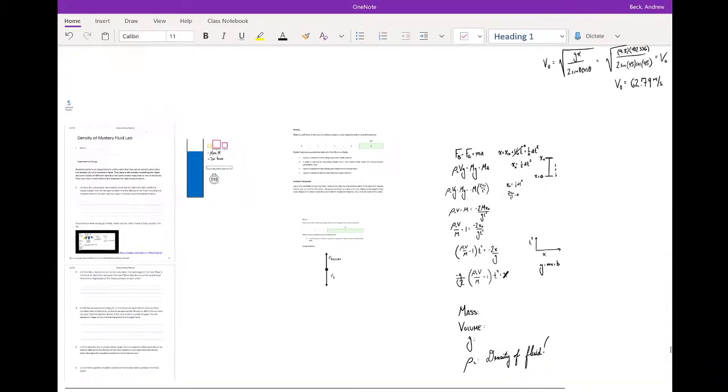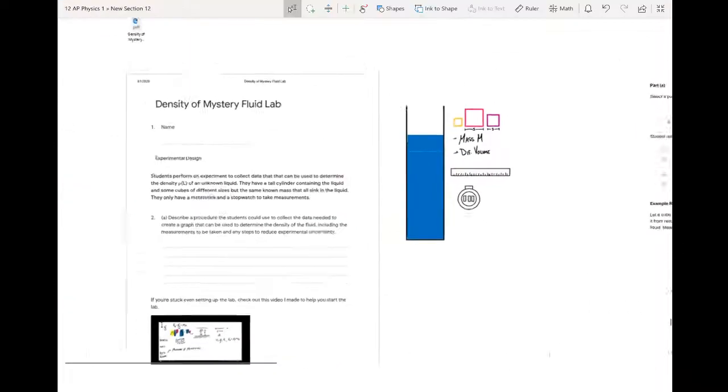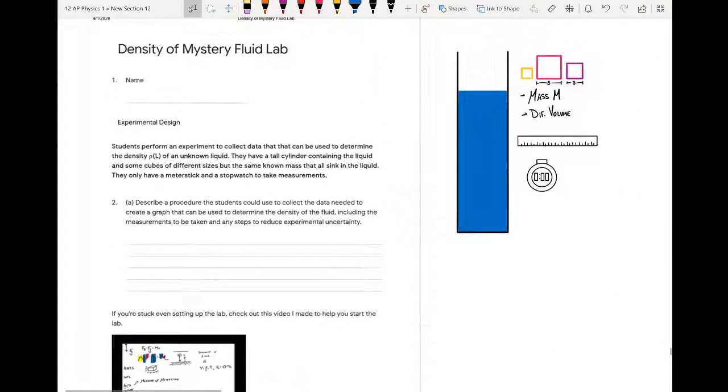You can't see me. But yeah, I want to walk through how to do this lab. I talked about the setup yesterday.